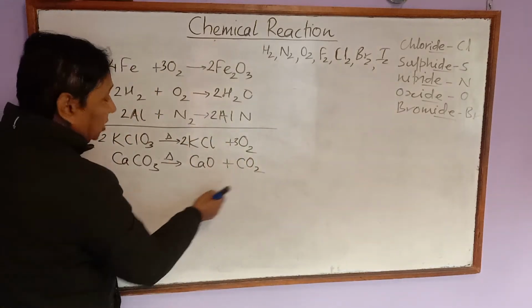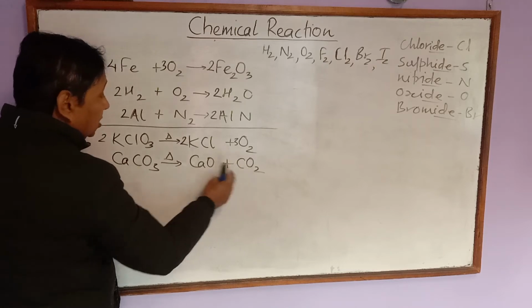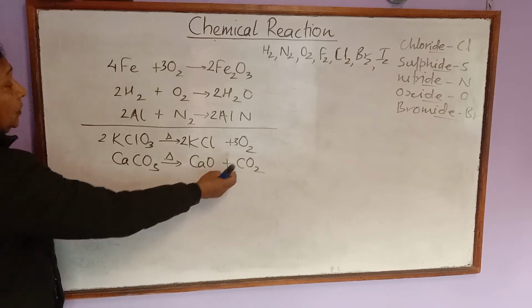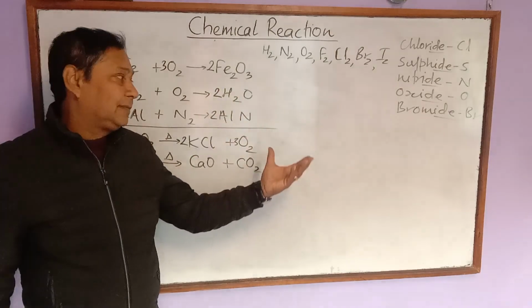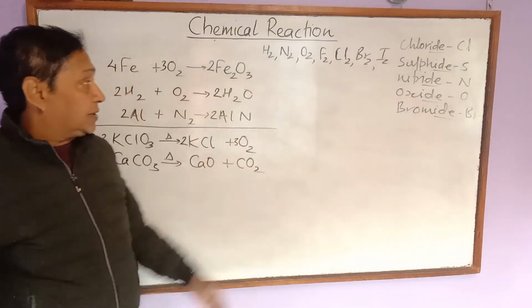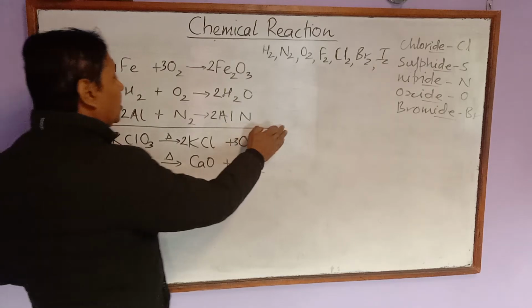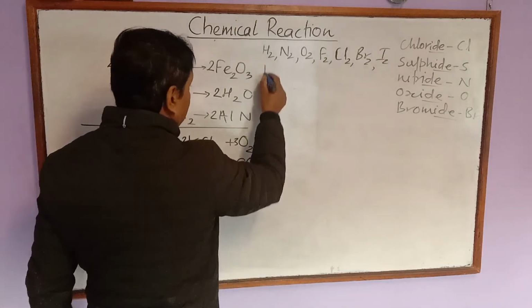This is a balanced chemical equation. We don't have to do anything. Oxygen 3, here 3, and carbon 1, carbon 1, calcium 1, calcium 1. This way we can write decomposition reactions also. Now let's talk about displacement reactions, some of the reactions.